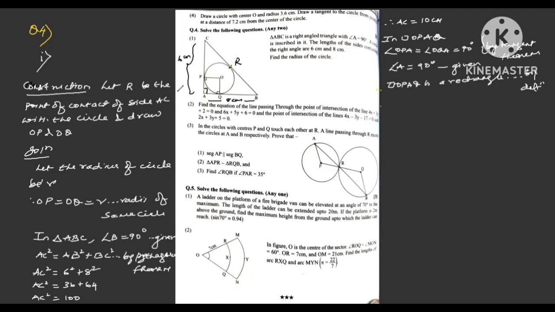Now, if it is a rectangle, don't you agree the opposite sides are equal? I know it will become a square, but I don't want to waste my time. OP equal AQ equal R, and OQ equal AP equal R. Reason is opposite sides of rectangle are equal. That was the reason, children, earlier itself, the radii we had shown are equal to R.